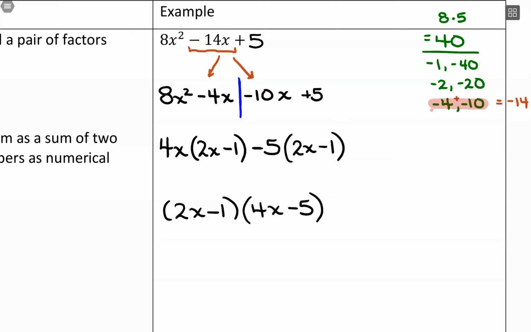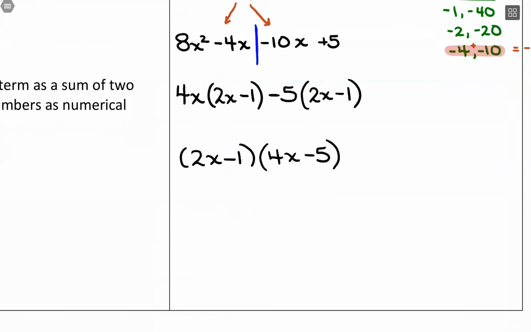So we separate it using those factors as numerical coefficients, and then we go through our steps for the grouping method. So split in half, get out those greatest common factors on each side, and then you'll have this common term that can factor out, and then your expression with the leftovers in there. Again, you can always check by foiling out. That'll give us our 8x squared. We'll have negative 10x minus 4x for the negative 14, and then a positive 5 at the end there.